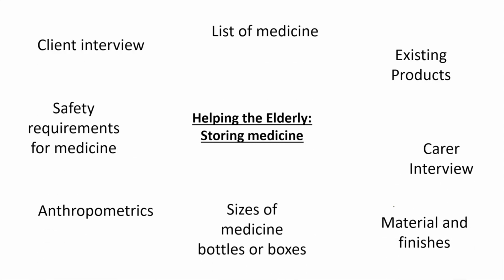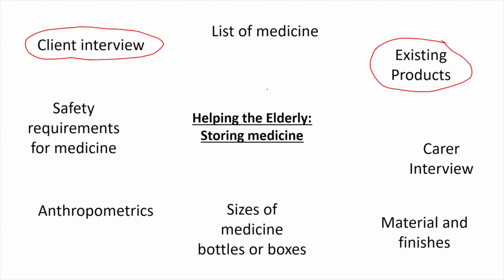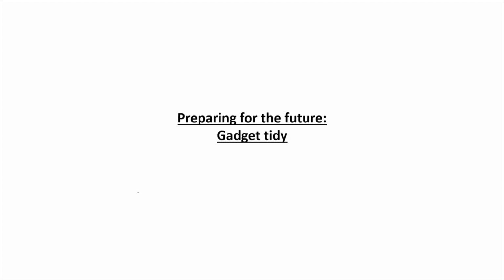So again, I've got my list of research here. I've got a client interview. That's really important. And I've got my existing product research. That's also really important. But again, those two are in the mark scheme. So I need to come up with some other types of research. Now, the final one I want to look at is this gadget tidy. This is something that a lot of students love to do. It's a project that a lot of people make. But again, the research is not the strongest.